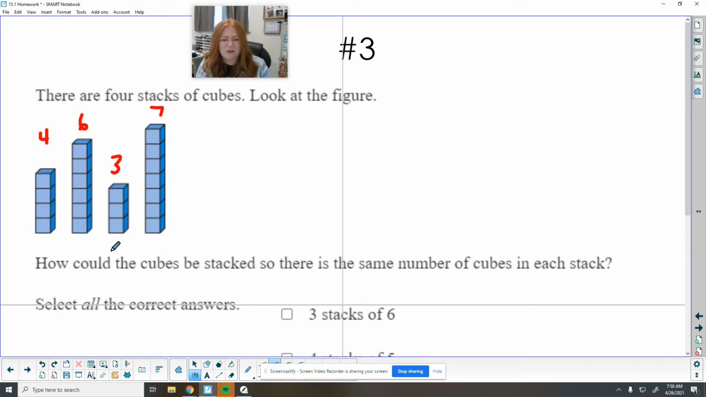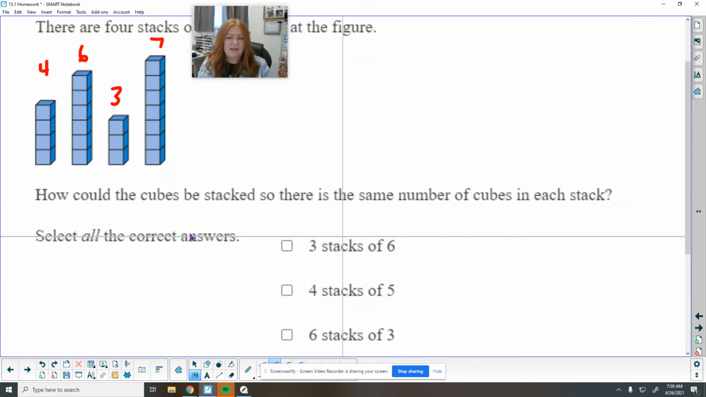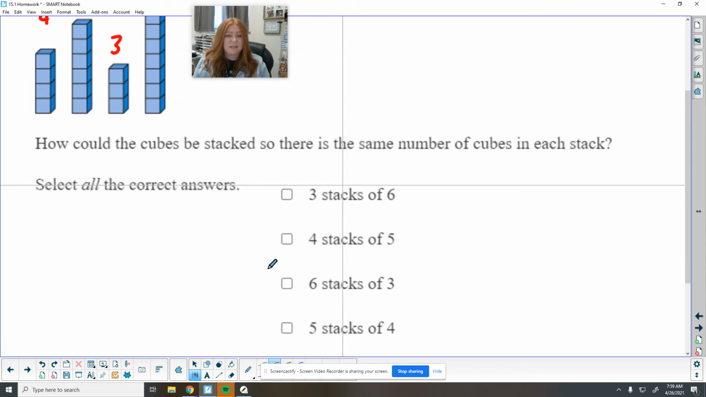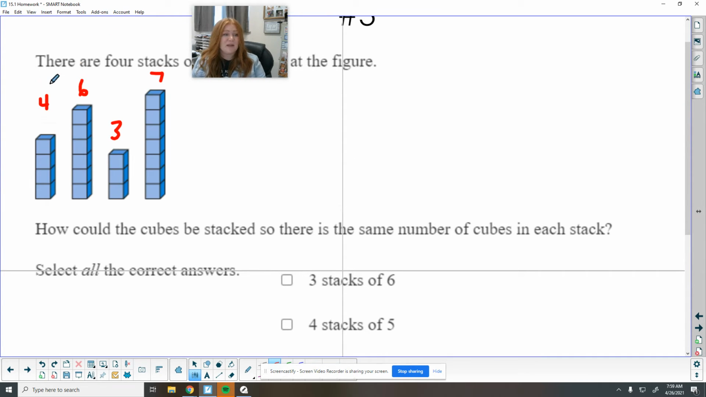So how could the cubes be stacked so that there is the same number of cubes in each stack? So it's not telling us that we have to keep 4 stacks. So that's one important thing to notice, is that we can make as many stacks as we want as long as there's the same number in every stack. So let's start and see how many cubes we have.